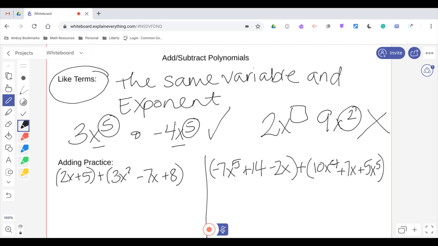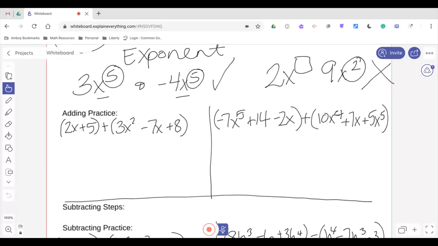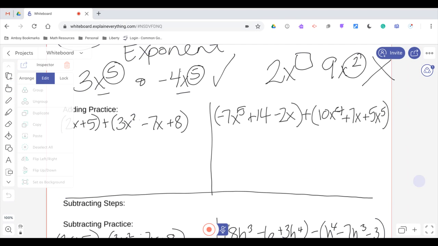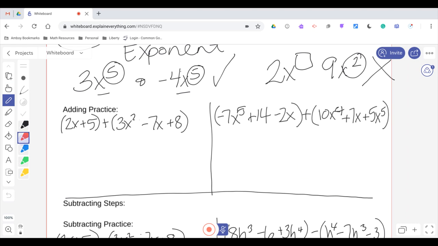Okay, so let's go ahead and practice an example, because most of this is really just going to be about adding and subtracting terms that are like, that can actually combine. Here is my first example. I have a binomial, 2x plus 5, plus a trinomial, 3x squared minus 7x plus 8. And all I'm really going to do when I add these is combine my like terms.